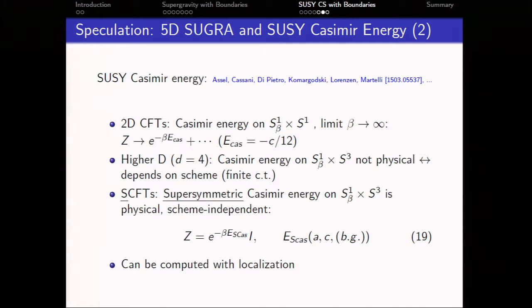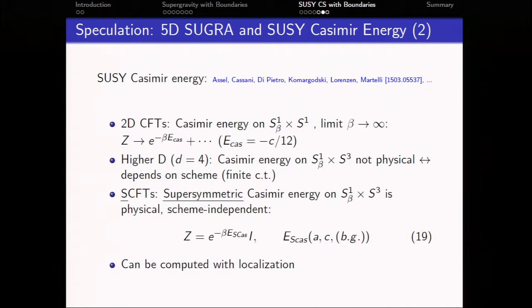In general, your supersymmetric Casimir energy is going to be a function, of course, of the variables in your CFT, so your central charges, and also if your S3 is somewhat warped, then it will be a function of this warping, so it will depend on your geometry. And the good thing about this Casimir energy is it can be computed with localization.